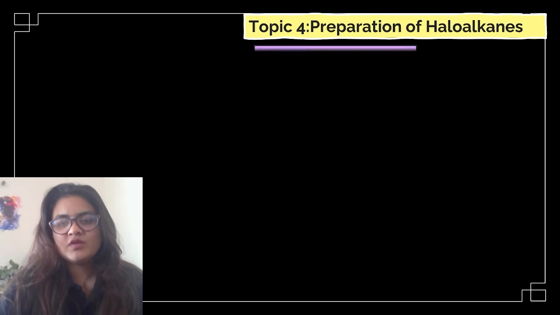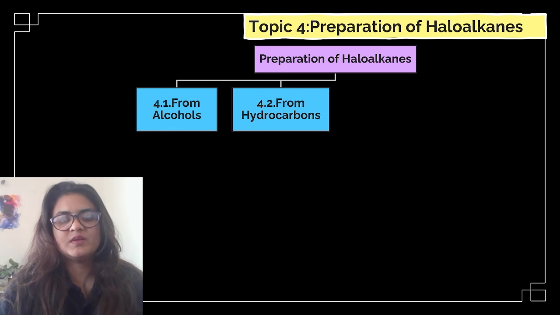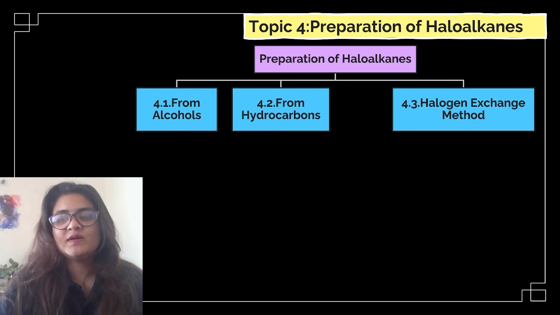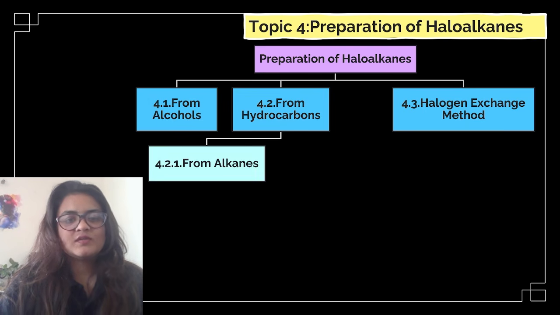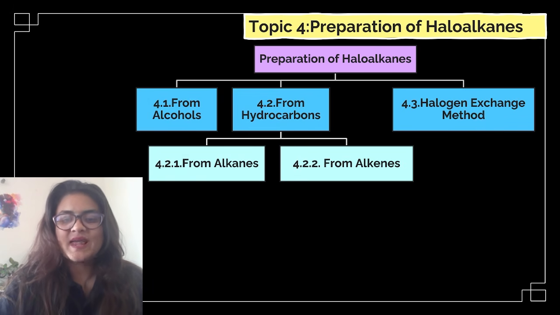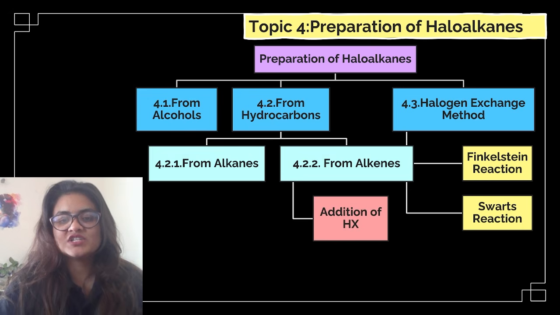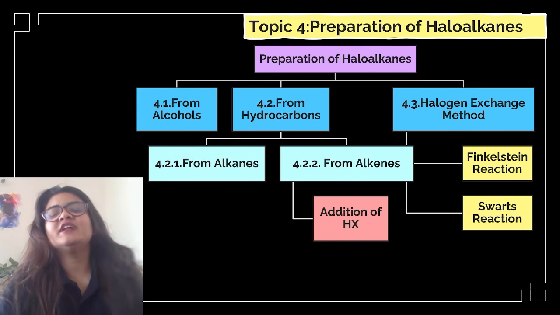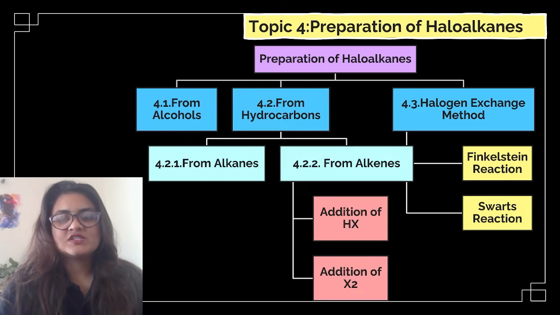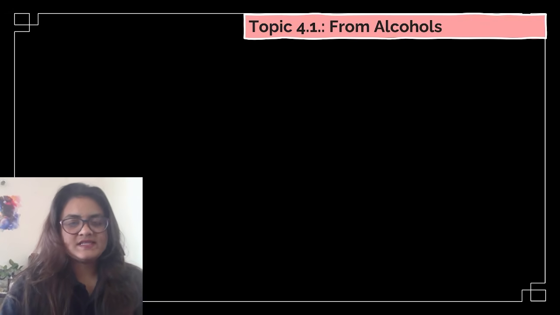Let's proceed. Now we will focus on the preparation of haloalkanes. We can prepare from alcohols, from hydrocarbons, and from the halogen exchange method as well. From hydrocarbons we can proceed from alkanes and alkenes. From the halogen exchange method we can use the Finkelstein reaction and Swarts reaction. From alkenes we can do addition of HX and addition of X2. So let's do it from alcohol. I will show you one scheme.